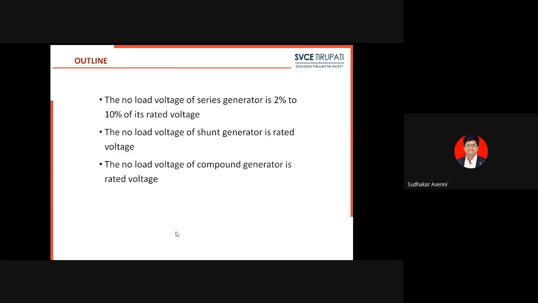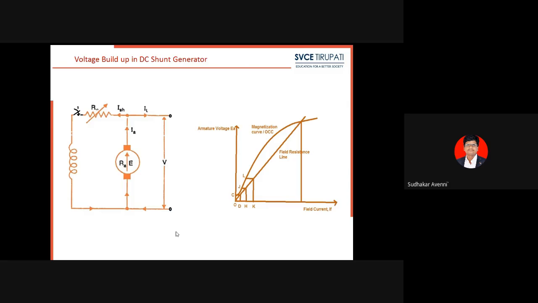See here, next we discuss voltage buildup in the DC shunt generator. Voltage buildup process in the DC shunt generator. There must be some conditions required to build up the voltage in self-excited generators.